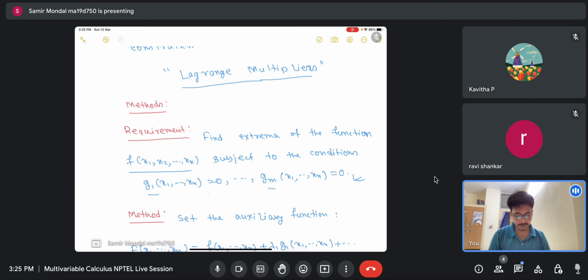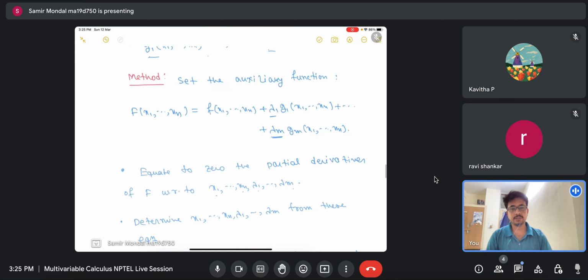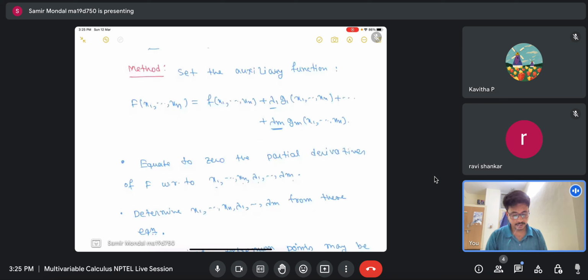What is the method? At first you have to set the auxiliary function. f of x1, x2, up to xn, lambda 1, lambda 2, up to lambda m. So your f is a function of a total of n plus m variables: x1, x2 up to xn, lambda 1, lambda 2 up to lambda m. So this f is a function of n plus m variables.